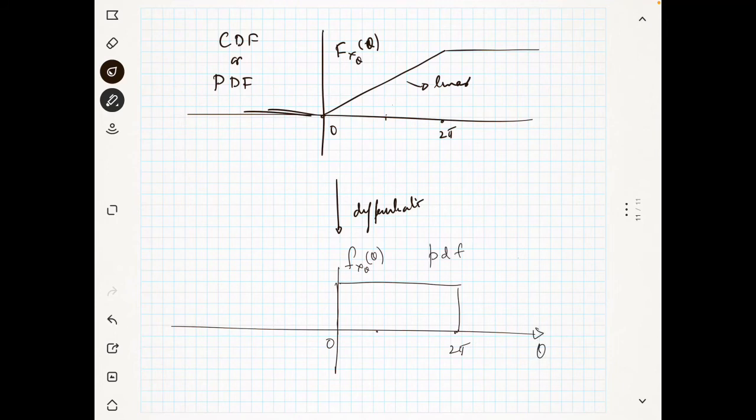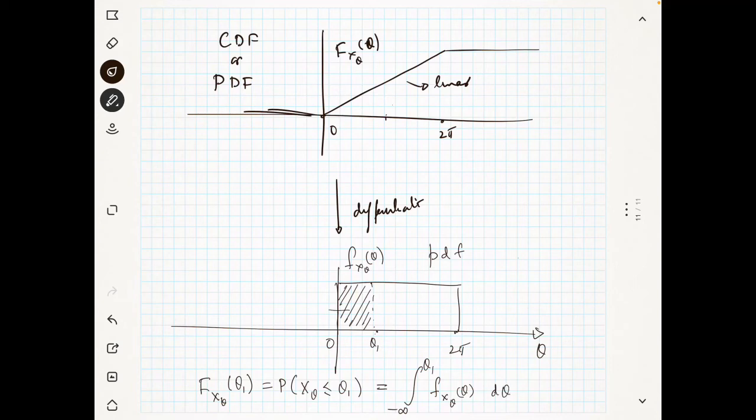Now if you take any value, this is your theta, okay. If you take any value here, let's say this is your theta 1, then how to find the Fx theta of theta 1? It's very easy. It is nothing but the probability that x theta is less than or equal to theta 1, by definition. So you have to add all these probabilities. That means you have to integrate all the probabilities, starting from minus infinity to theta 1. You will integrate under the curve fx of theta d theta. That's it. So if you find this area, it is nothing but Fx theta of theta 1. Okay, we will discuss this later anyway.